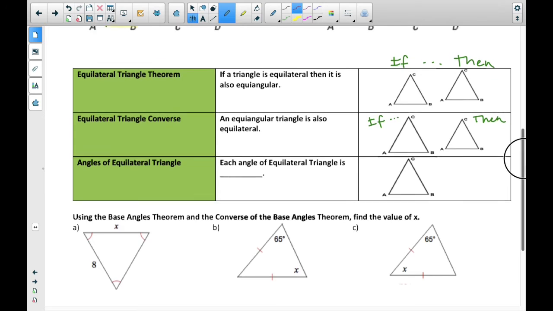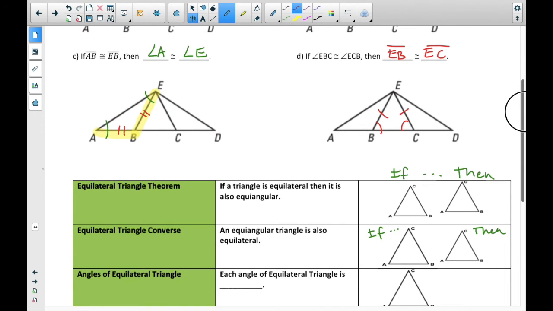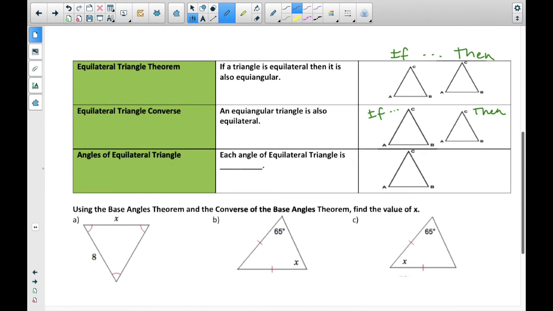Okay, so far we have just been talking about isosceles triangles. However, equilateral triangles are also isosceles, it's just a different type. So let's focus on this. Remember, an equilateral triangle has all three sides congruent. So if a triangle is equilateral, then it is also equiangular.